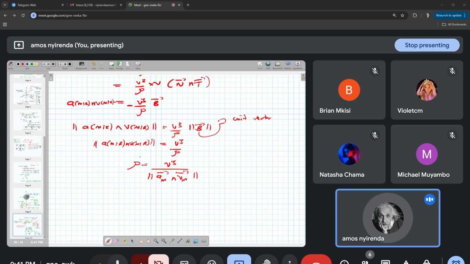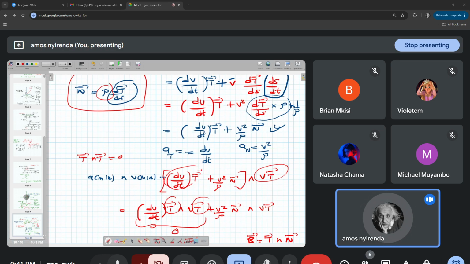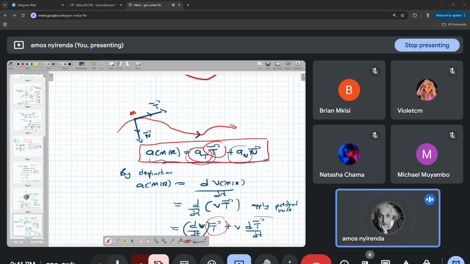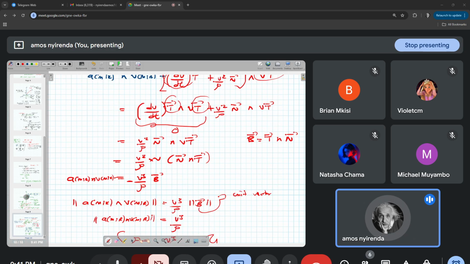So remember this, you have to remember these formulas. To calculate the radius of curvature, you use this formula. The acceleration has two components. The component along the tangent is this one. The component along the normal is this one. And then the formula for the velocity. So these are the formulas that we have for this basis.